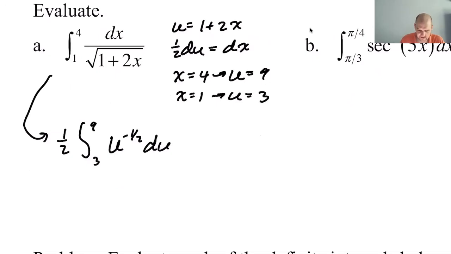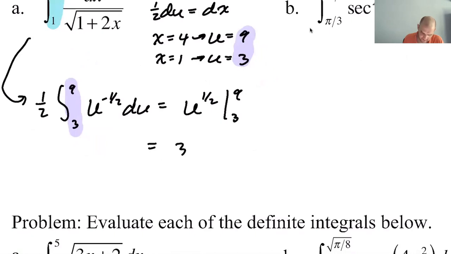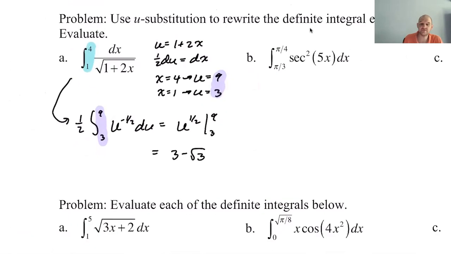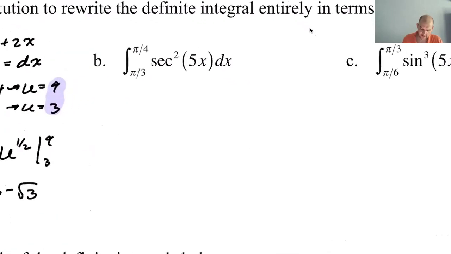Change the bounds. These are the original bounds. You have to change the bounds. If you don't change the bounds, you're getting it wrong. Multiple choice question, virtually guaranteed. Plus 1 times the reciprocal gives me 1/2. The reciprocal is 2. 2 times 1/2, so we just end up with U to the 1/2, and then 3 and 9. The square root of 9 is 3, minus the square root of 3. And that's it. We change the bounds, we change everything to U, we do our integral, we use the fundamental theorem. Not a problem. Just make sure you're doing it right.